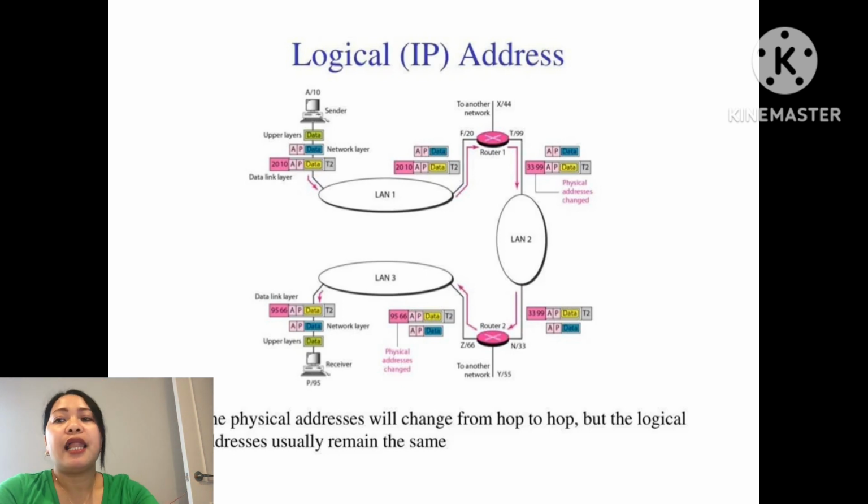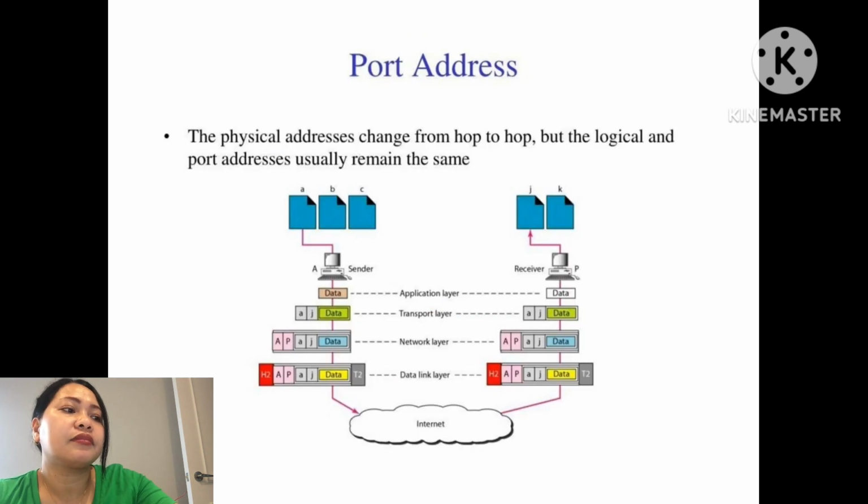Example of logical IP address. The physical addresses will change from hop to hop, but the logical address usually remains the same. Port address. The physical address changes from hop to hop, but the logical and port addresses usually remain the same. See example in the pictures.